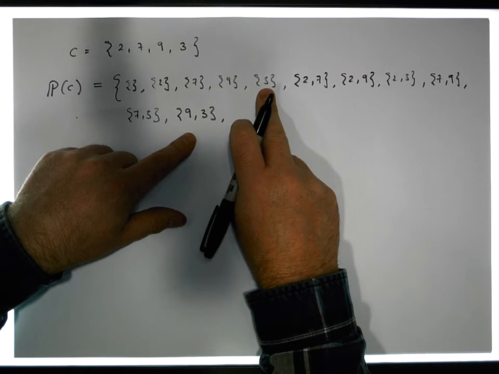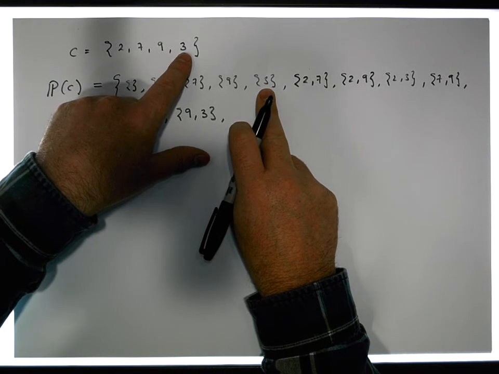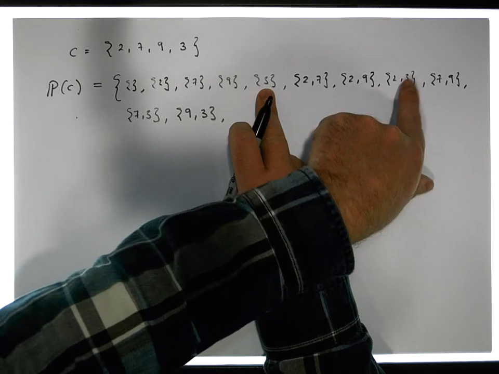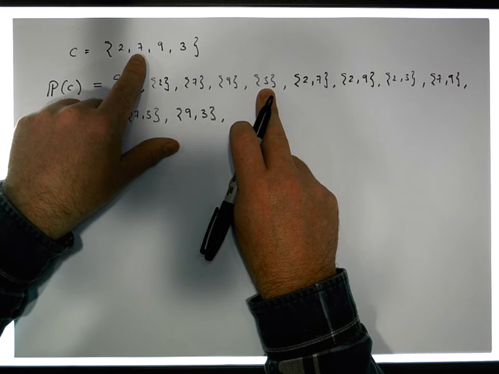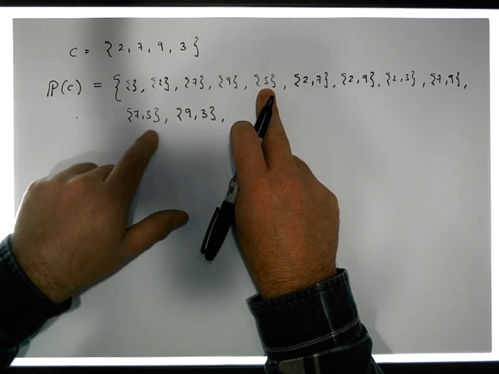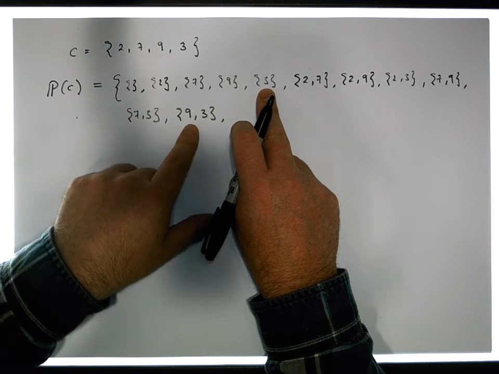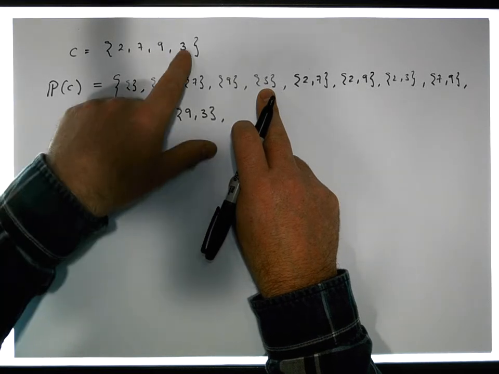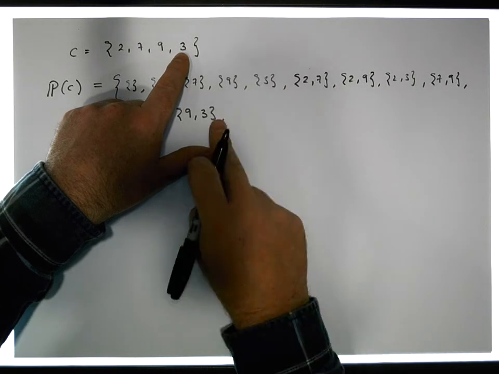Then we take 3. Let's see, 3 could get paired off with a 2, but we've already done that, the 2, 3. 3 could get paired off with a 7, but we've already done that, the 7, 3. 3 could get paired off with a 9, but we've already done it, the 9, 3. So actually there's nothing to pair 3 off with on its right hand side, so we don't include that.